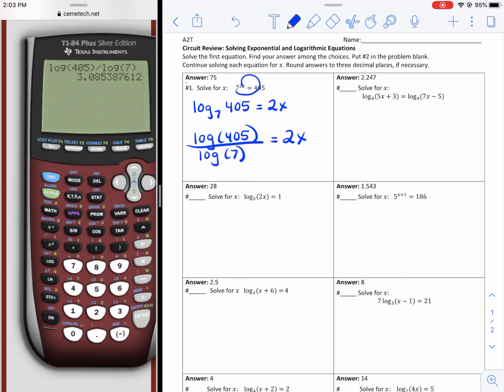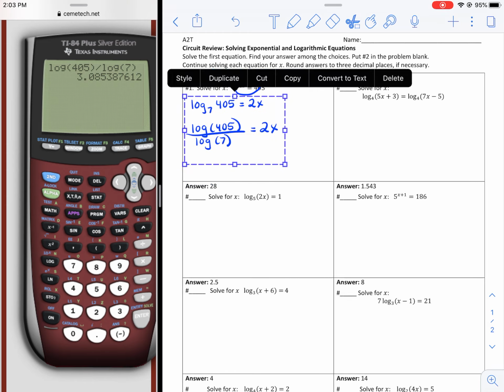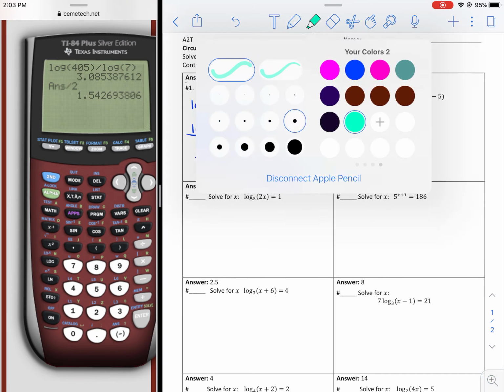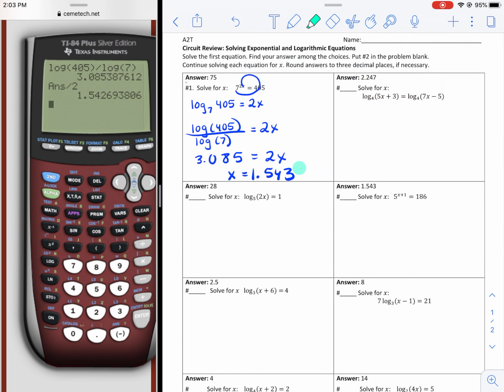And then if we hit enter, this particular expression equals 3.085, and that's what 2x equals. So if we want to solve for x, we have to divide both sides by 2. And so the answer is 1.543. Okay, and so we're going to look around. I'm going to highlight this. We're going to look around until we see 1.543, and we're going to call that number 2.